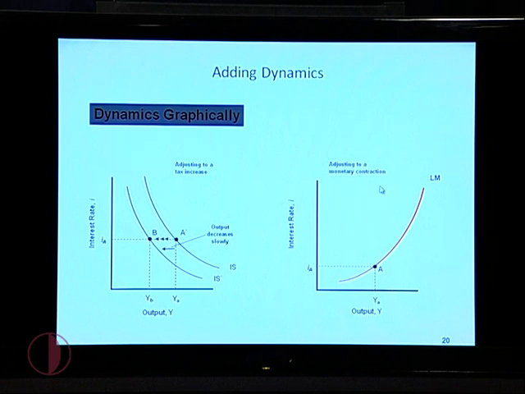Adjusting to a monetary contraction, LM also shifts from A to B, but output goes from IA to IB. Interest rates adjust instantaneously.